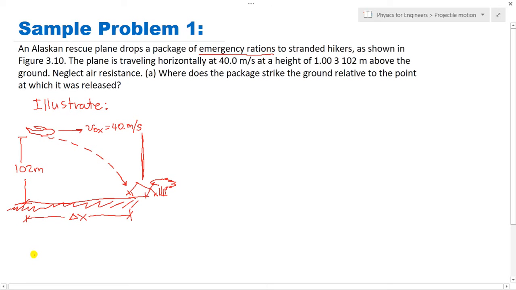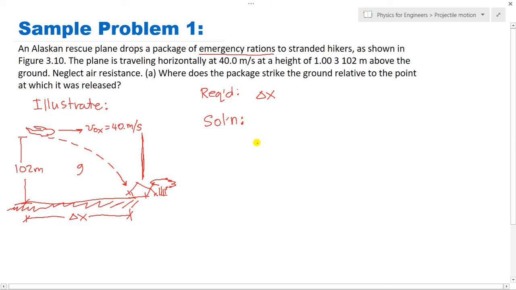So here we already given a height. So meron tayong height. Then of course, since it follows free fall, so meron tayong naka-influence tayo na g. So sulat natin required: the delta x. So let's solve.